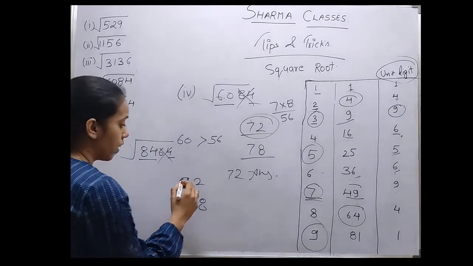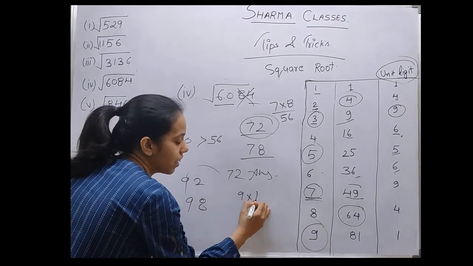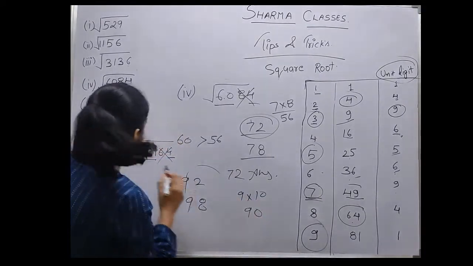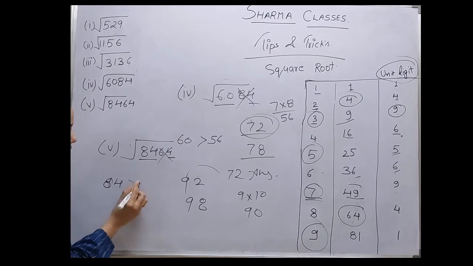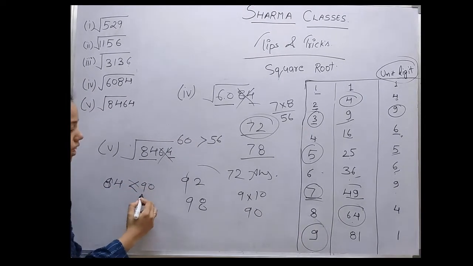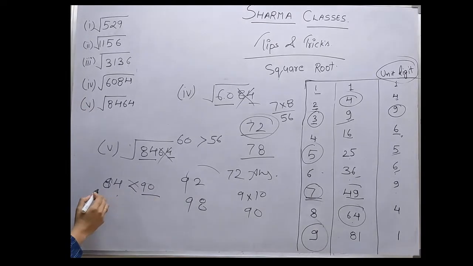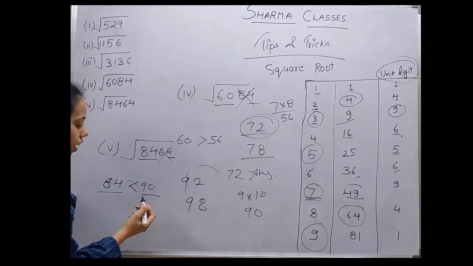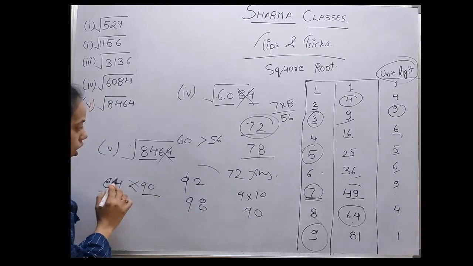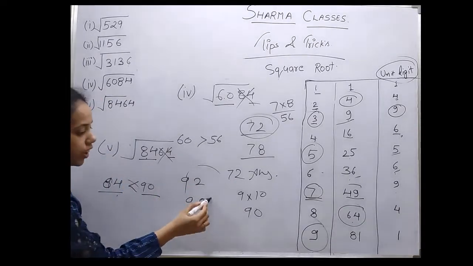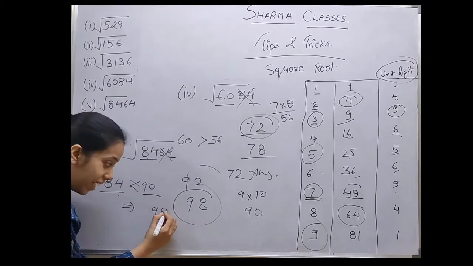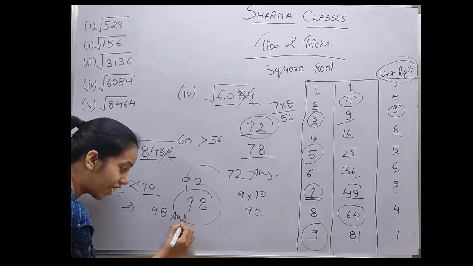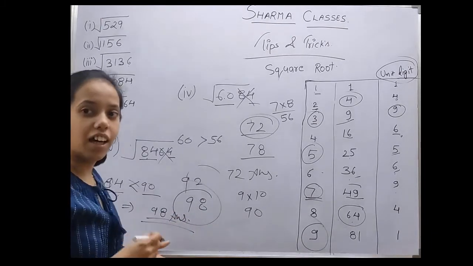Now same. Multiply 9 by its successor, 10. 9 tens are 90. And 84 compared to 90. So 90 is greater than 84. That means our remaining number is smaller than the answer. What do we take? Because it is smaller, that means we take the greater number. That means the answer is 98. Yes, correct. 98 is our answer.